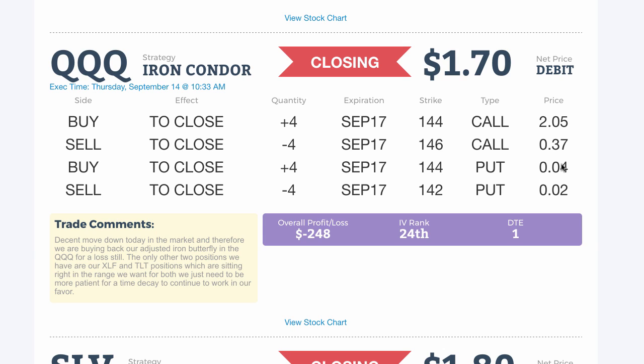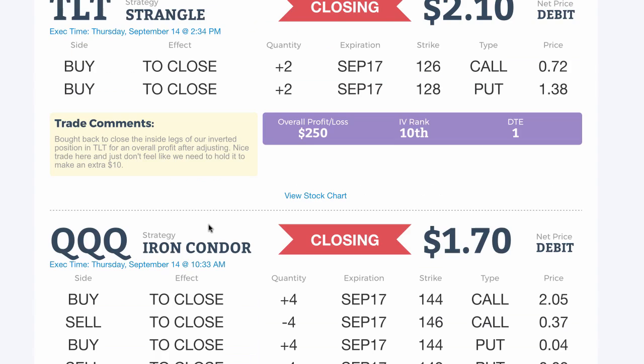This put spread we bought back for basically pennies, but we don't want anything to happen tomorrow and it to go in the money. But it definitely helped cut down on this loss for this position. So it was still manageable though. Small loss, $248 on the QQQ trade.